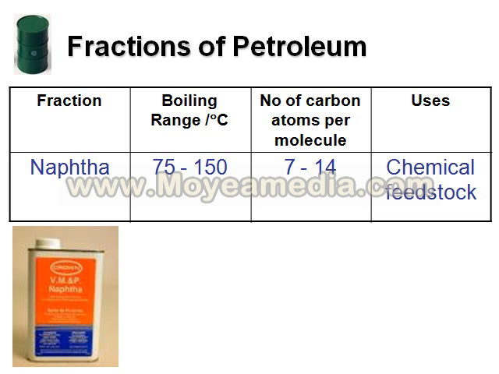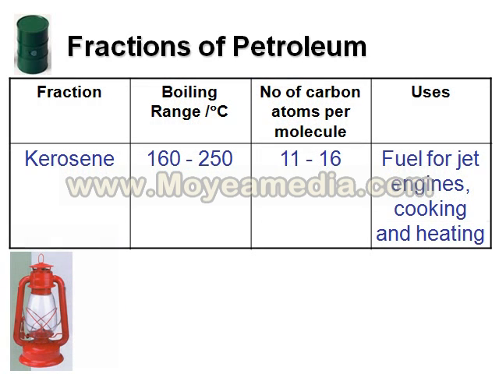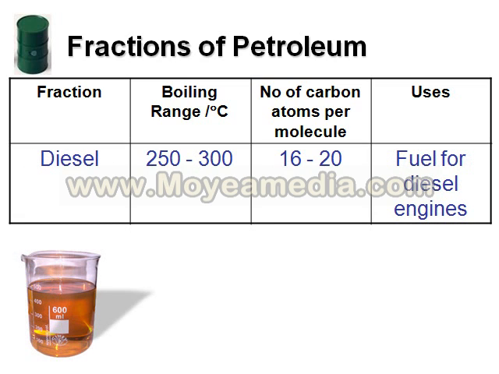Next fraction is naphtha. The boiling point ranges from 75 to 150 degrees Celsius. Number of carbon atoms per molecule ranges from 7 to 14. It is used as a chemical feedstock. Next fraction is kerosene. Here the boiling point ranges from 160 to 250 degrees Celsius. Number of carbon atoms per molecule ranges from 11 to 16. It is used as a fuel for jet engines, cooking and heating.